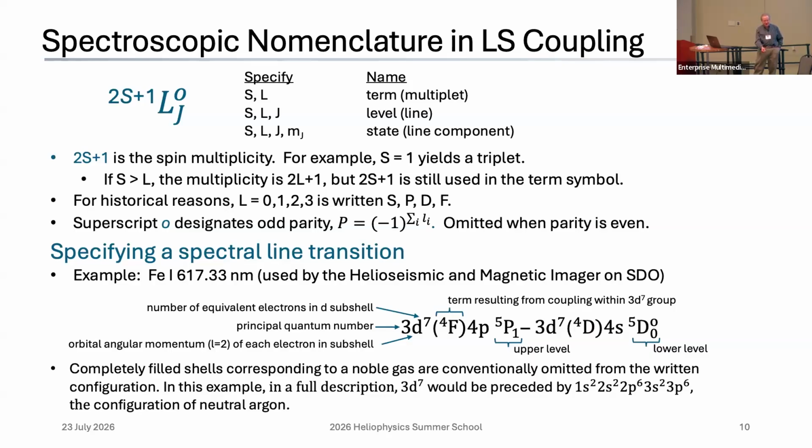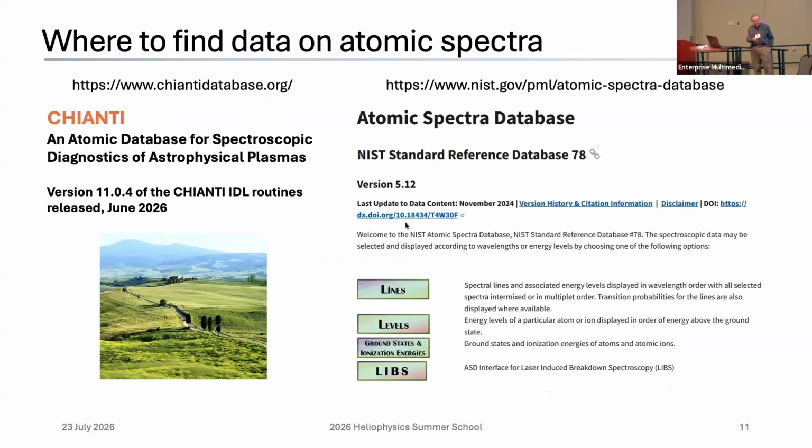But this part, you're just going to want to be comfortable with it and know where to go. Because if you even want to look something up, you go to one of these places like the NIST Atomic Database or Chianti. Who knows what the Chianti acronym refers to?